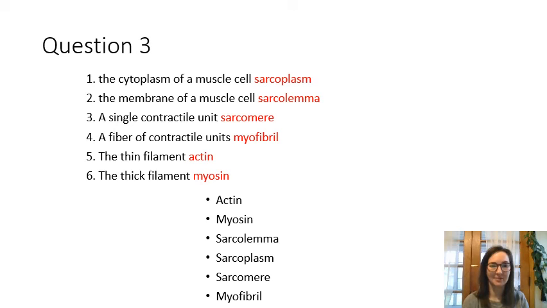All right, there we go. The cytoplasm of a muscle cell is sarcoplasm. The membrane is the sarcolemma. A single contractile unit is a sarcomere. A fiber of contractile units, so the fibers that are inside the muscle cells, those are called myofibrils. And the myofibrils are composed of thick and thin filaments. The thick filament is myosin and the thin filament is actin.